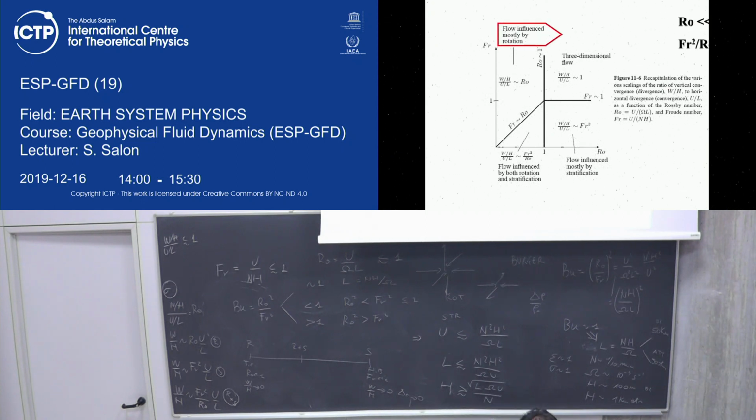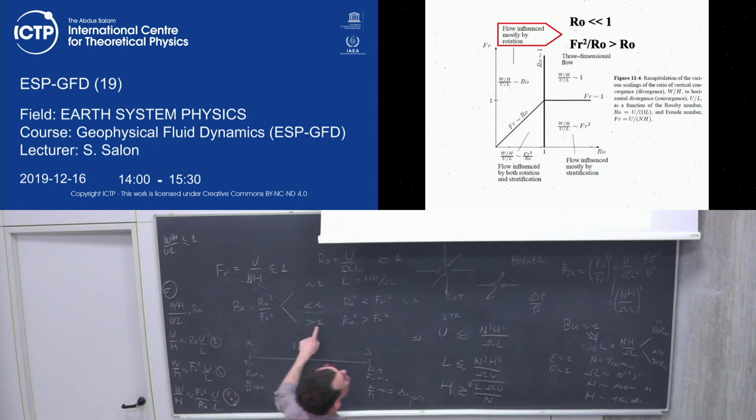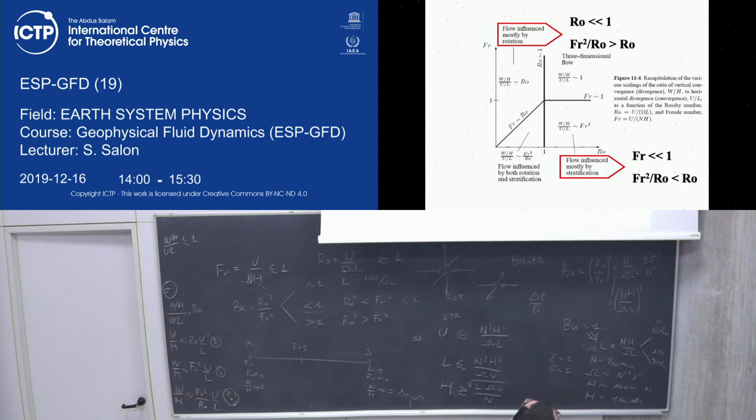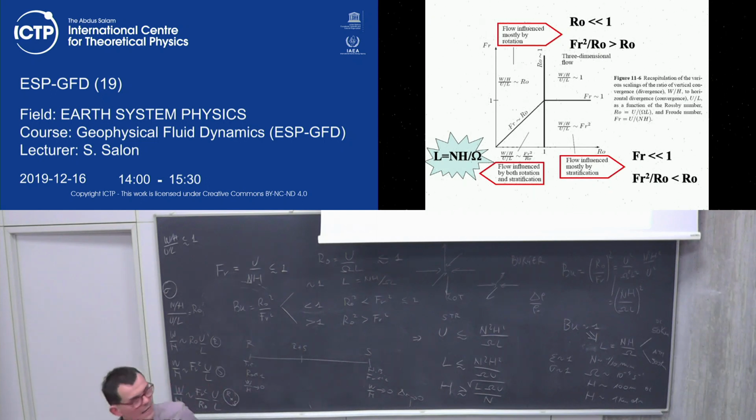And in the case where we have flow influenced mostly by rotation, we have Rossby much smaller than one, and Froude number over Rossby larger than Rossby, which means the barrier number larger than one. Okay? No, it's the contrary, because the barrier number is Rossby over Froude, so it's here. In the other case, we have Froude much smaller than one, and Froude squared over Rossby lower than Rossby. And in the third case, we have this scale for the length, L, which is equal to N h over omega.